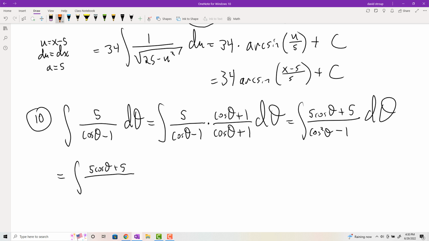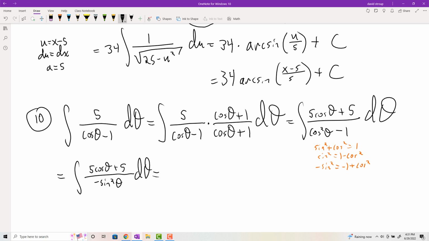So let's think about this a little bit. We know sine squared plus cosine squared is equal to 1. So sine squared is equal to 1 minus cosine squared, but that's not what we want, right? We want cosine squared minus 1. So if you just multiply both sides by negatives, you see, oh, cosine squared minus 1 equals negative sine squared. So in the denominator here, you'll have a negative sine squared theta d theta.